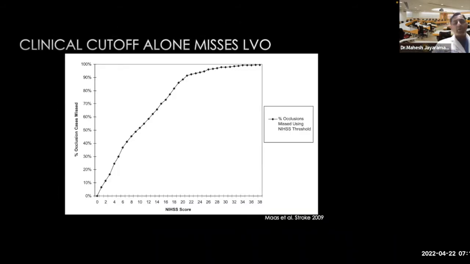It's very important to understand that a clinical exam cutoff will miss large vessel occlusion. This was a nice paper that's older, but it very nicely shows even with an NIH stroke scale of 1 or 2, these are minor symptoms, up to 10 to 20% of occlusion cases can be missed.